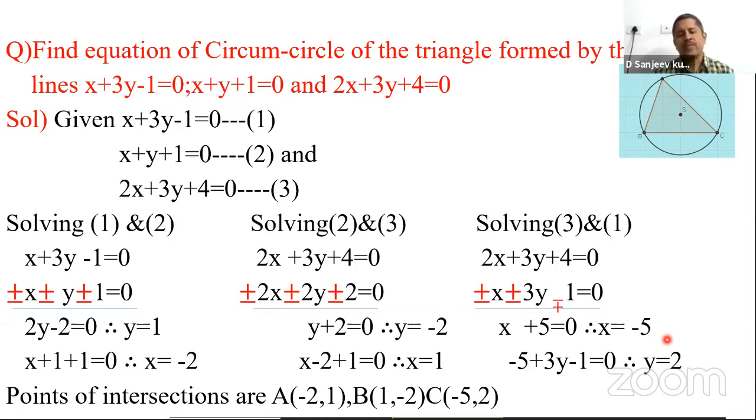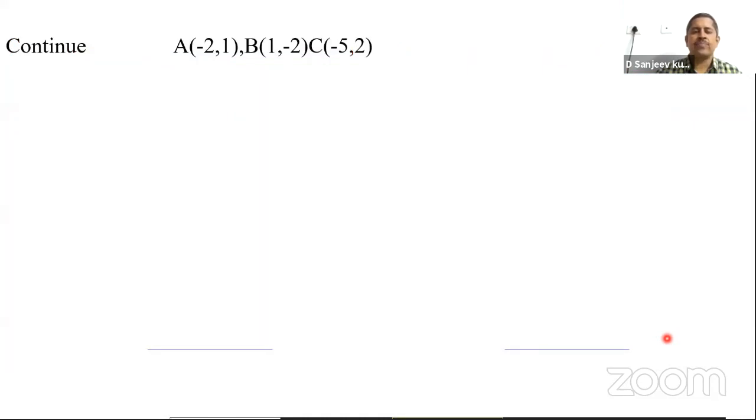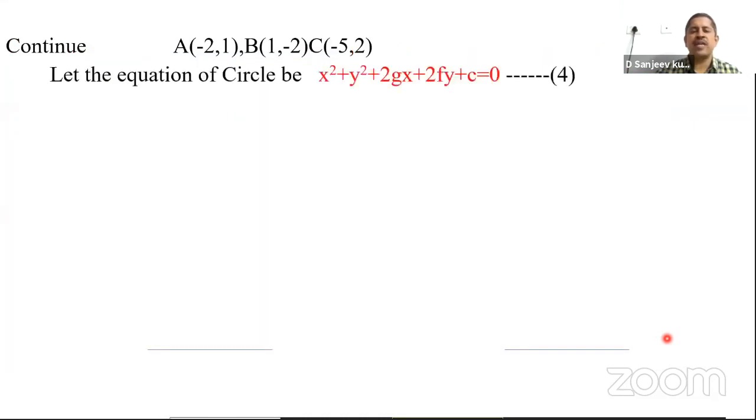Okay. Now, if you know 3 points, how is it you form an equation of circle? Based on the previous 2 problems, how is it you form the equation of circle? So what to do? So you take the equation of circle as x square plus y square plus 2gx plus 2fy plus c is equal to 0. What next? What is it you do?